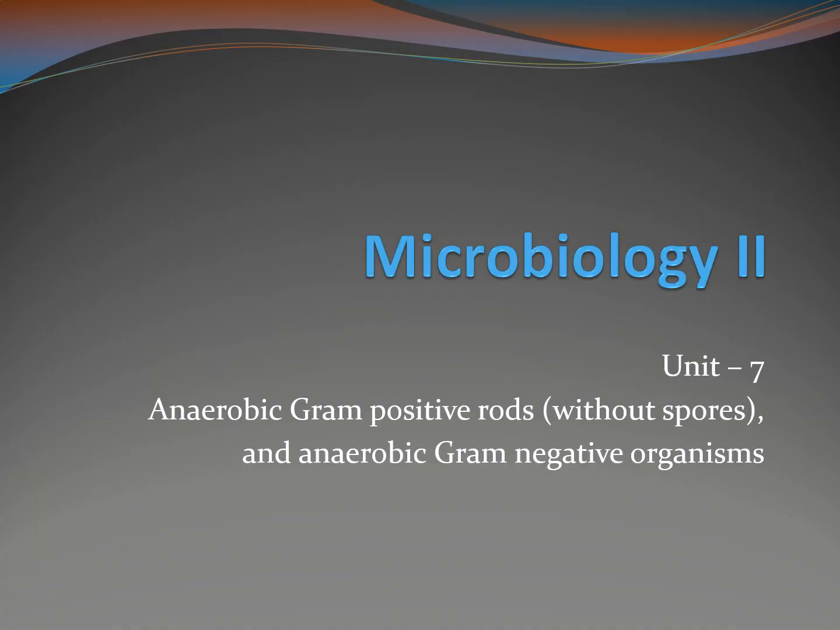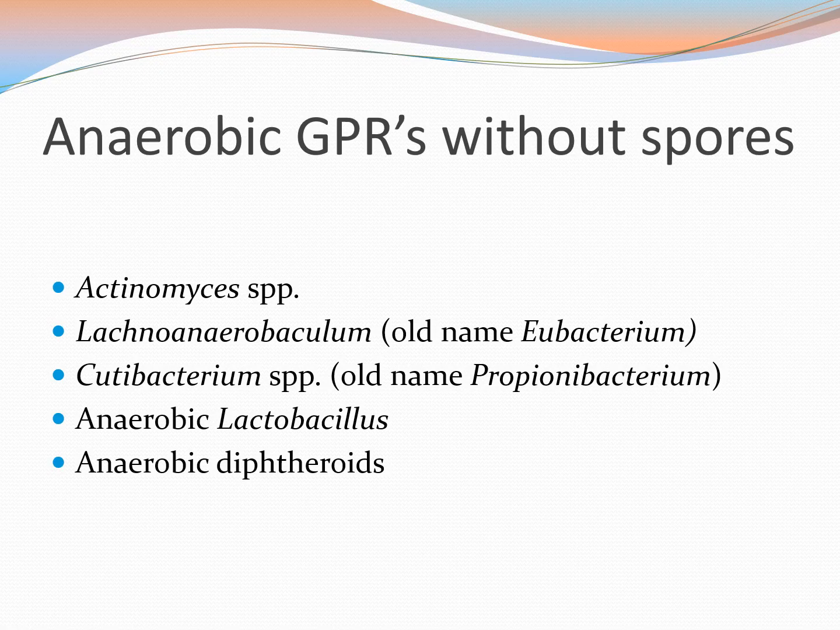Okay everyone, this is Unit 7. The first topic I want to address is the anaerobic gram-positive rods without spores. If you recall from the last lecture, the anaerobic gram-positive rods with spores are things like Clostridium species. But today we're going to talk about the anaerobic gram-positive rods without spores.